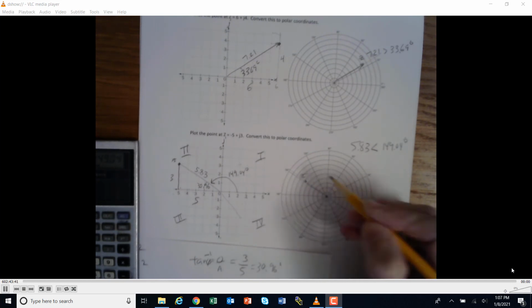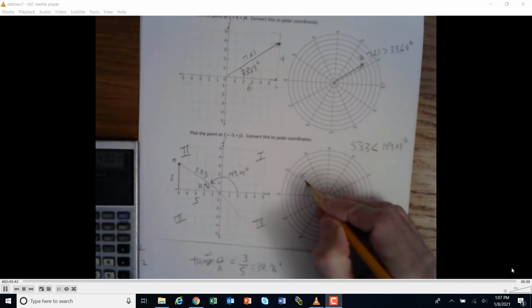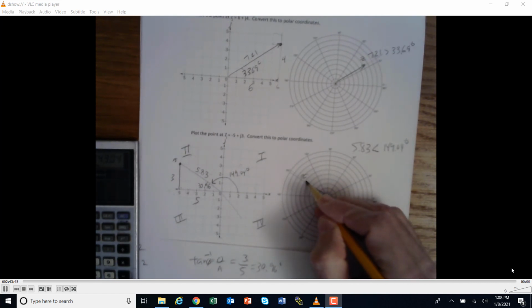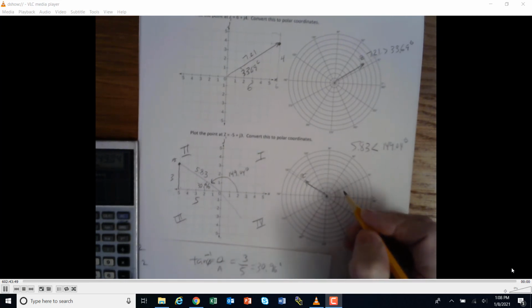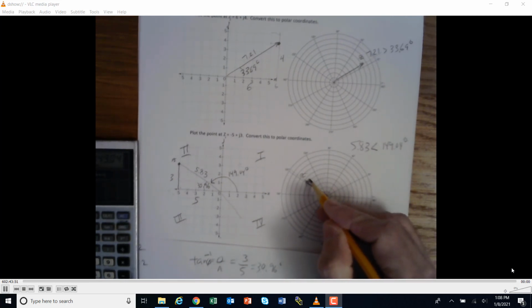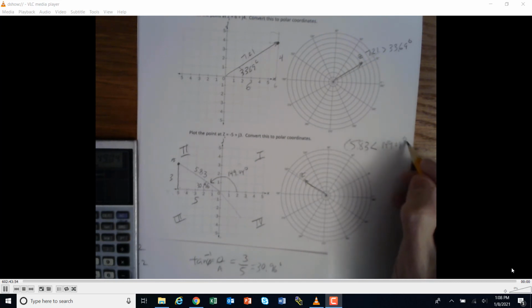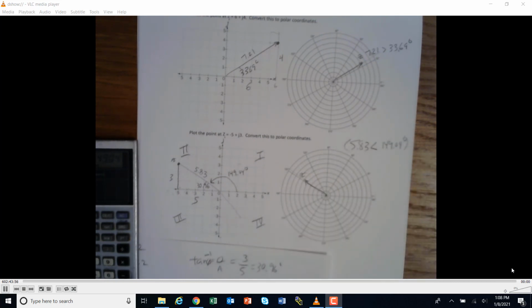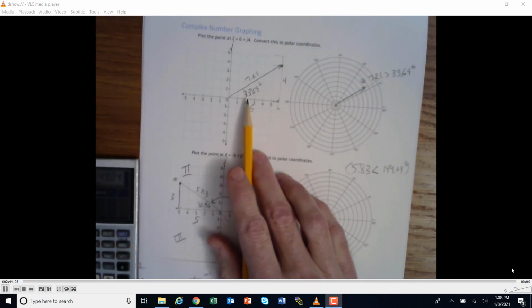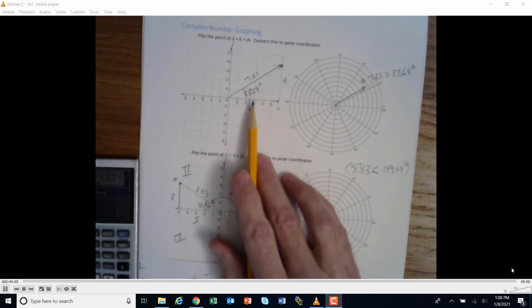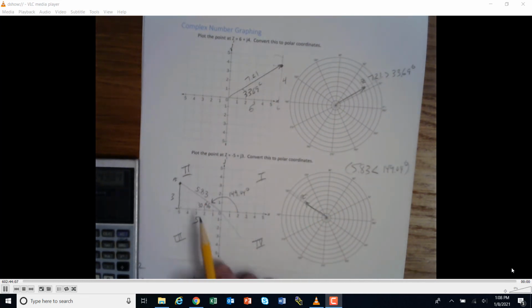Here's my point. And my vector would be going like this, right? Coming through there. And then we'd be looking at this point right here of 5.83 at an angle of 149 degrees. So there are your complex numbers. They go on the rectangular coordinate system pretty easily. And you're going to use the same formulas. You're going to use tan. You might have to adjust it a little bit. And you're going to use Pythagoras' theorem, and you'll be able to transfer it over to the polar.